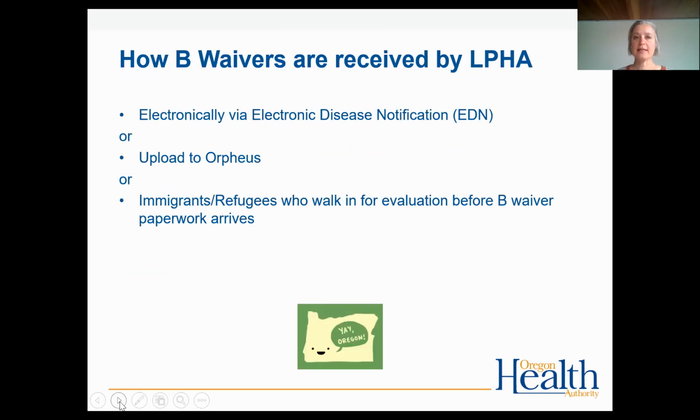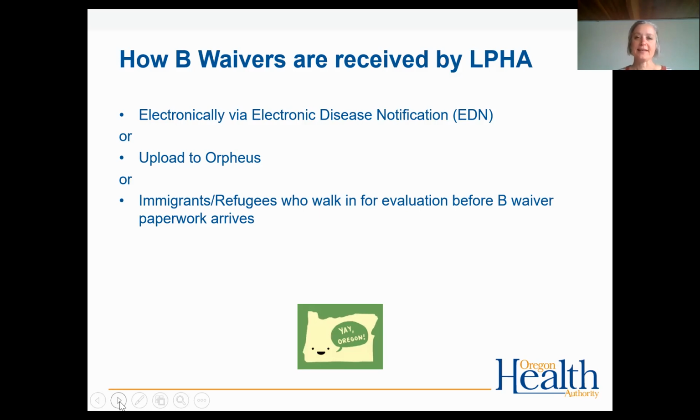So how are you going to get notification about these B-Waiver immigrants? Some local public health departments are going to get it electronically by the electronic disease notification system called EDN. That is run by CDC, and some of the larger health departments just get direct notifications. Otherwise, we at the state get the notification, and then we're going to upload it to Orpheus for you, and we'll leave you a note in Orpheus and send you an email too.